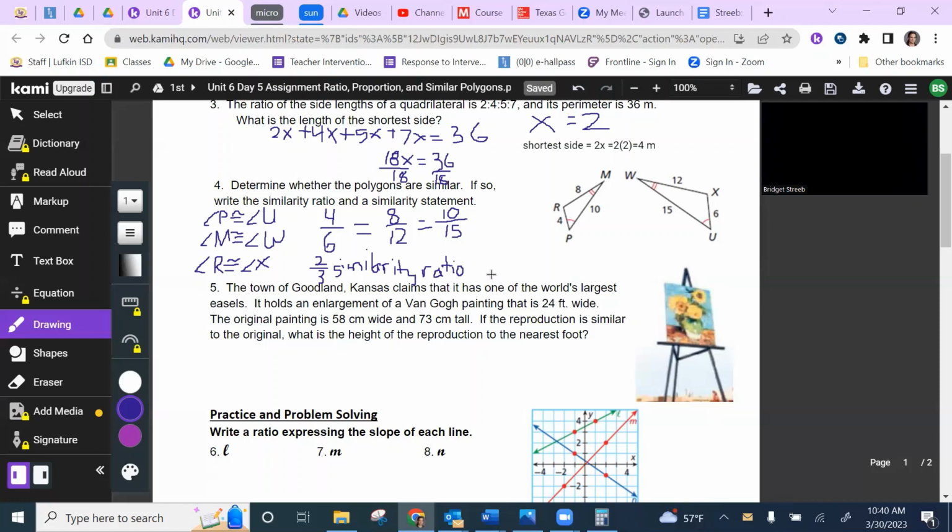And now we can write our statement because our triangles are similar, the angles are congruent, and all the sides are proportional. So triangle RMP is similar to triangle XWU.